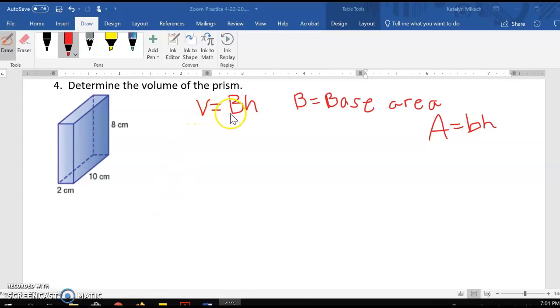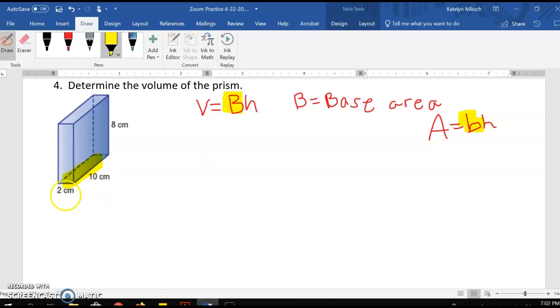So volume equals capital B times H. Now be careful, that capital B is different than the little b we have in the area equation. The capital B is base area, so we've got to find the area of the base of the prism first and then multiply by the height of the prism. This prism has a rectangular base, so our formula is the area of a rectangle, base times height.